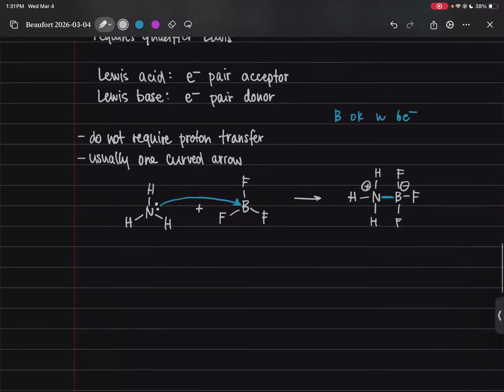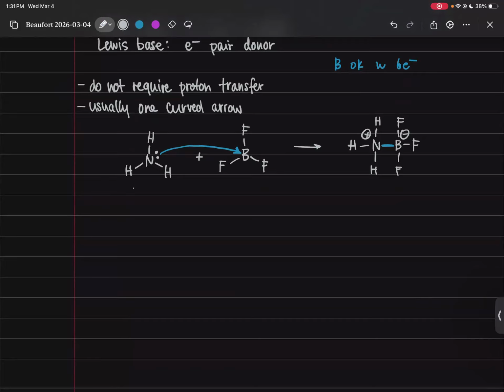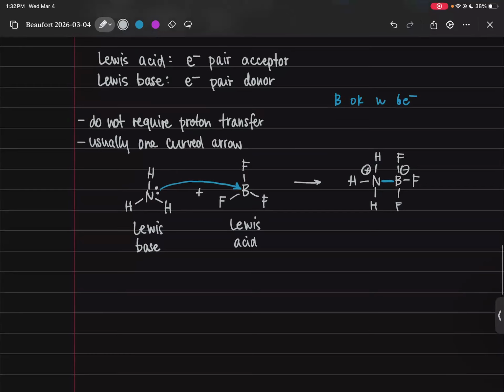Okay, so ammonia is our Lewis base. And so BF3, boron trifluoride, is our Lewis acid. So the electrons are starting at the Lewis base, the lone pair of the nitrogen, and going toward the Lewis acid, the electron pair acceptor.